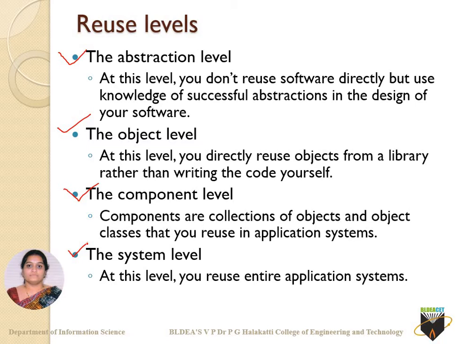The abstraction level is where you do not reuse software directly, but use knowledge of successful abstractions in the design of your software. So ultimately you are reusing the knowledge of successful abstractions in the design, whatever is required for that design. The second one is the object level. Object level says that you directly reuse the objects from the library rather than writing the code yourself.